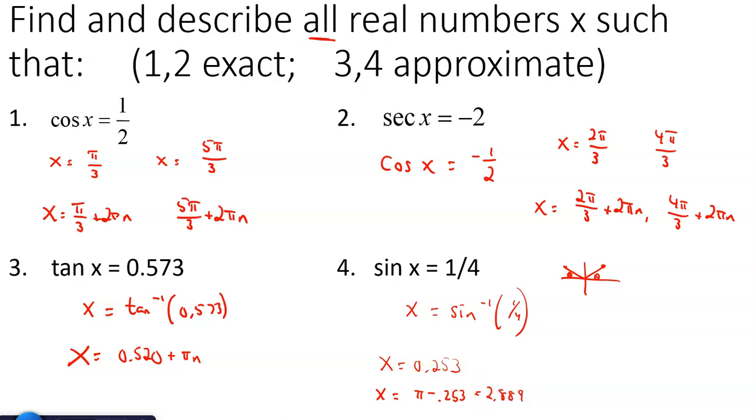And again, I have to remember that sine is positive first and second quadrant, so whatever I have first quadrant, pi minus that angle gives me the second quadrant. And then for each of these, we just add a 2 pi n. So the general solutions, 0.253 plus 2 pi n, 2.889 plus 2 pi n. Those are my general solutions. And when you're first starting them, you could always check by graphing, make sure they're correct.